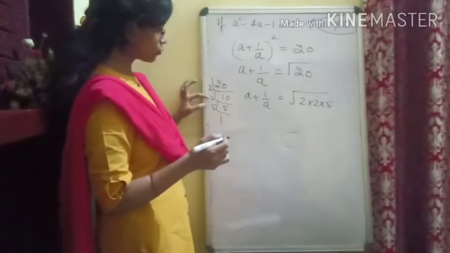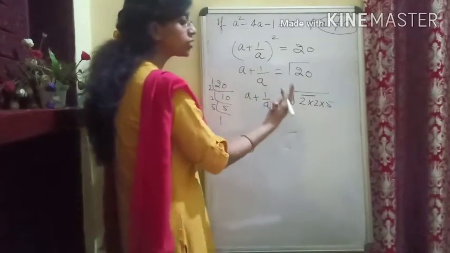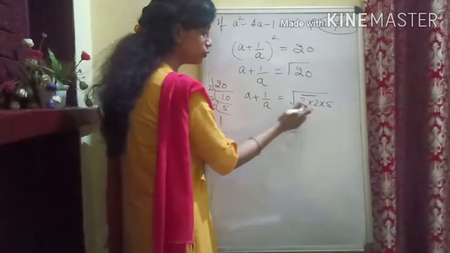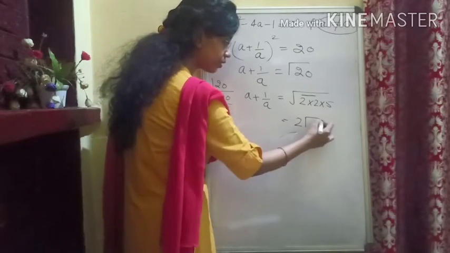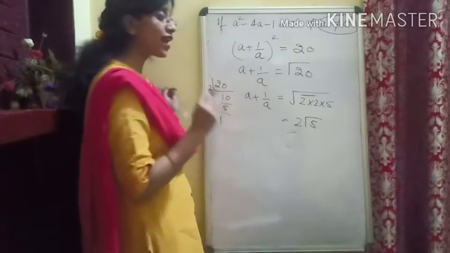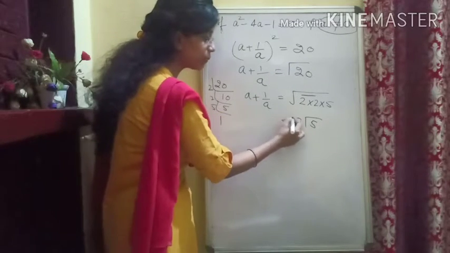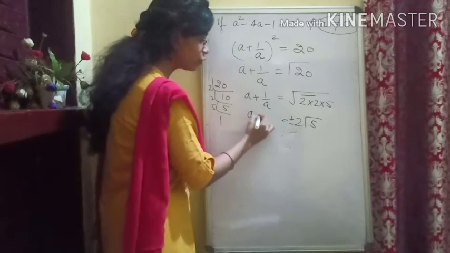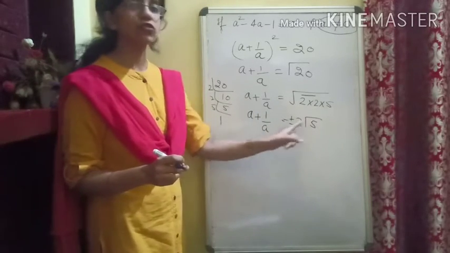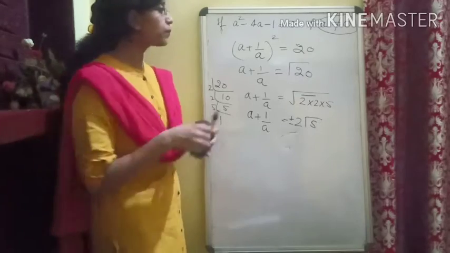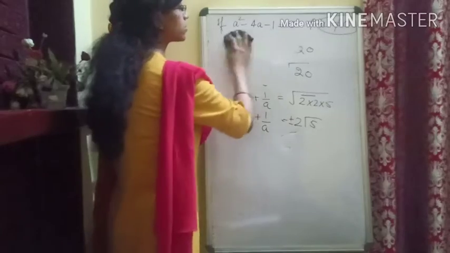You see, it is 2 into 2 into 5. Now we have to pair it and we take one digit out from one pair. It is only one pair, that is 2. So 2 will come out, 5 will stay in the square root. And as we have learned, whenever we solve a square root, we always apply plus and minus both. So the value of a plus 1 upon a would be plus minus 2 root 5. Is it clear? Now let's see the next part of the question.